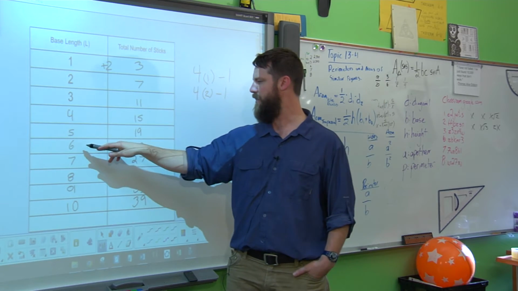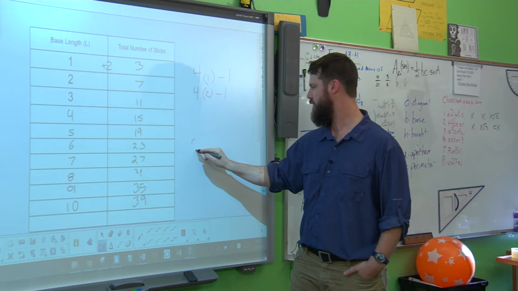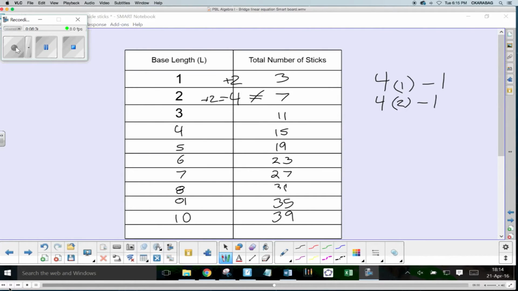All right. Let's see if that works again for our second base. If I have a base of 2 times 4 minus 1, 4 times 2 is 8, minus 1 is 7. That does work. Okay. Let's try it for a bigger number. What about 6? 4 times 6 is 24, minus 1 is 23. That's the number. It does work out.